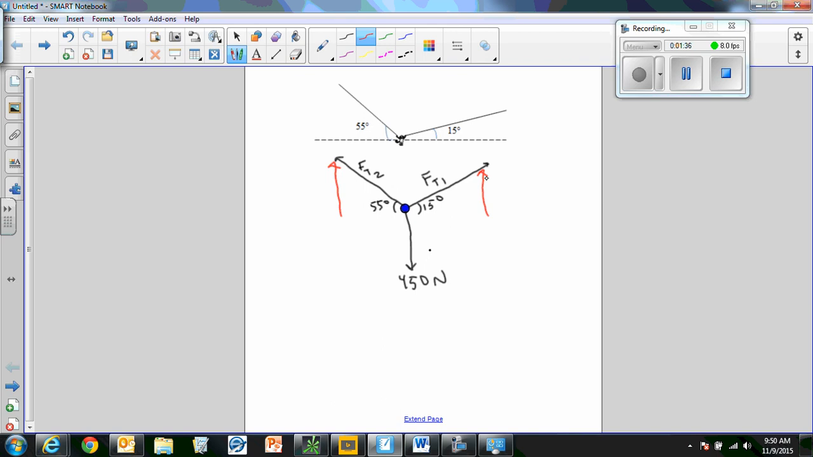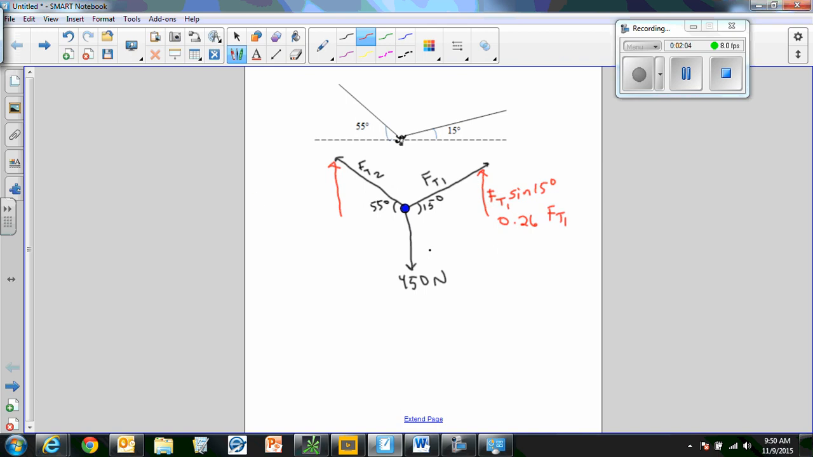So this one is the sine because it's opposite. So it's going to be F T1 sine of 15 degrees. If I get my calculator and do sine of 15 degrees, that's 0.26. So basically, this Y force is 0.26 FT1.